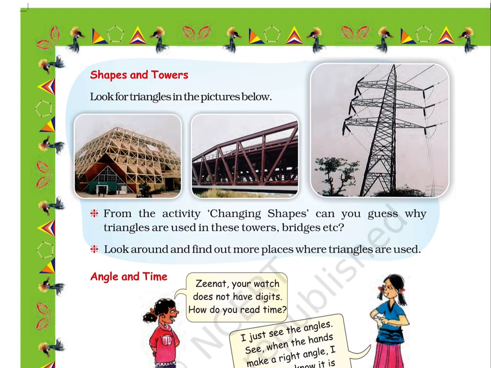CIET NCERT presents Audiobook of Mathematics for Class 5 entitled MATHMAGIC 5. This is the chapter 2. Part 3. Page 28. Shapes and towers. Look for triangles in the pictures given.